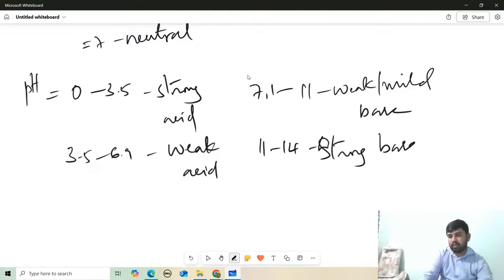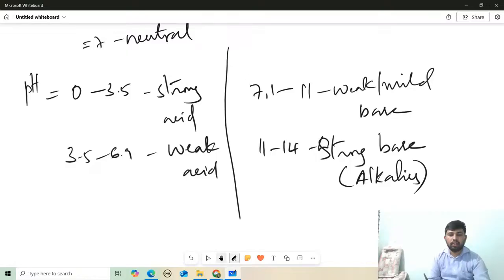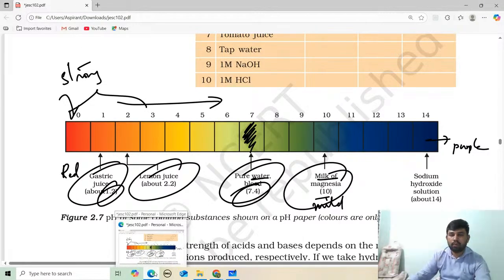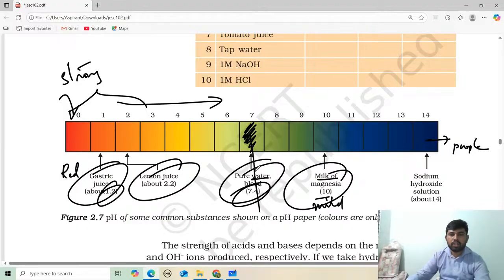Do you know what is another name for strong base? We can say alkalis. Generally, strong bases are soluble in water, so we can call them alkali also. Please remember this. And after this, you can see they have given about pH.